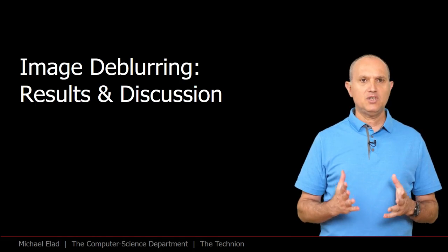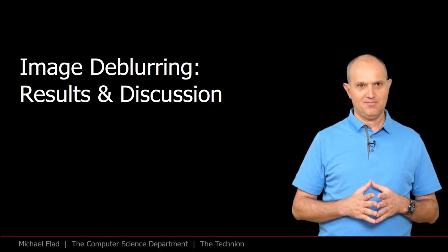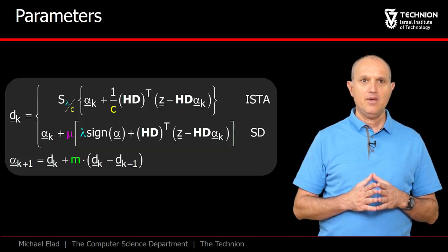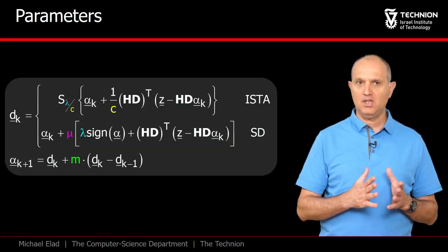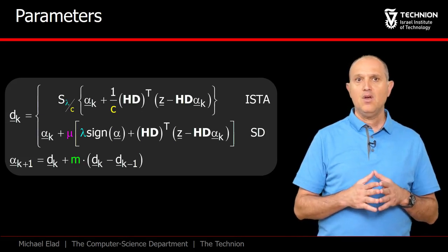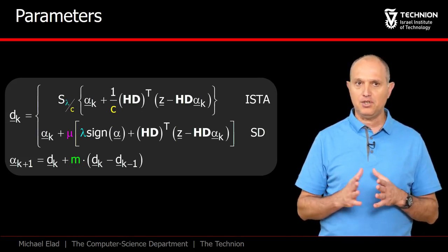We are ready now to present some image deblurring results. First, let's talk about the parameters in our scheme. These are the equations we use for the iterations, be it the steepest descent or the ISTA. For both, we include here the acceleration.